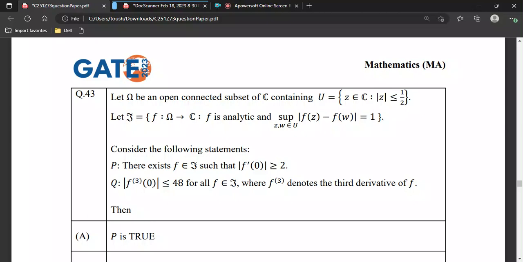This is from GATE 2023. The question is from complex analysis. Let's see quickly what the question says. They have given omega, an open connected subset of C that contains U. And what is U? U is a closed disk of radius half.